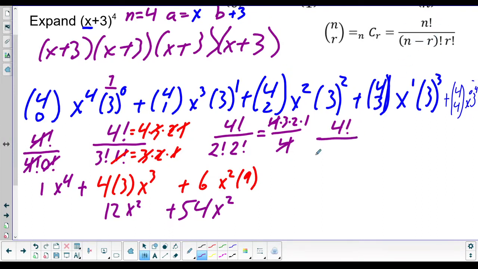4 minus 3 is 1 factorial. Okay, that's 1. That's going to go away. And then r factorial, that's 3 factorial. Wait, we've already done this one before, haven't we? Right here. These two terms switch sides, right? It's 3 factorial, 1 factorial, but they're multiplied, so that doesn't matter. So that goes away. 4 factorial divided by 3 factorial, that's 4. Okay, so we have 4. Bring down our x. And then 3 to the 3rd power is 27.